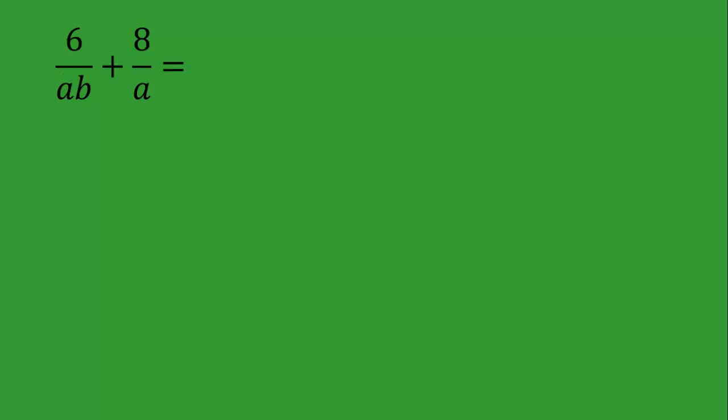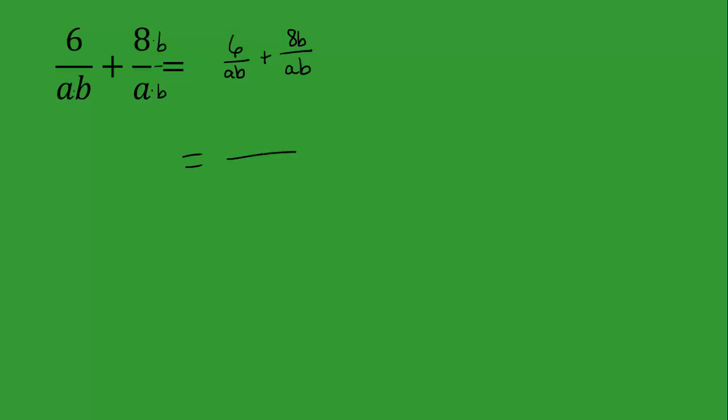Here's some more rational expressions. Think of the denominators as products of factors. The factors of the first one are a times b. The second one just has a. So let's ask ourselves, what would you multiply by to make them the same? You'd multiply by b. So multiply by b over b, which is equal to 1.